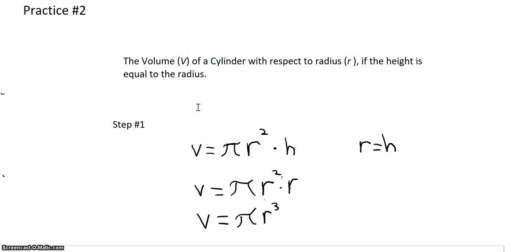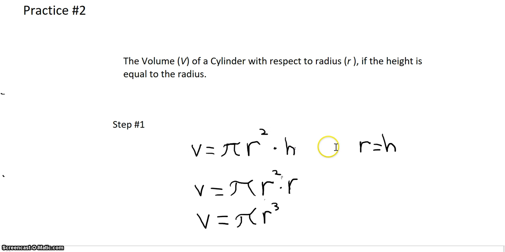So for the first step, finding what equation we're using, we're talking about the volume of a cylinder and we're talking about the radius. An equation that has these in it is that the volume of a cylinder is equal to pi times the radius squared, times the height of the cylinder.